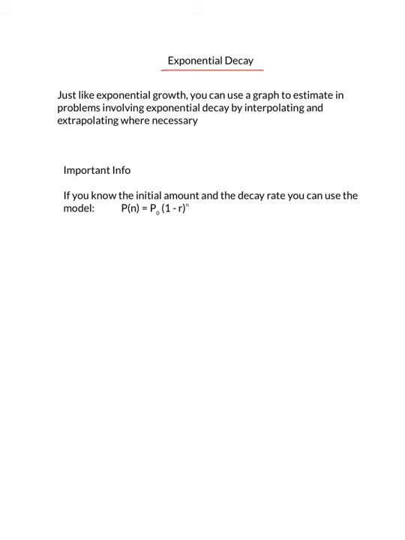If you know the initial amount and the decay rate, you can use the following model. Now, what you're going to notice about this model is that it looks almost exactly the same as our last formula in exponential growth, except there's now a minus. That probably makes sense since we already said that exponential decay is a decrease or a losing every single time.